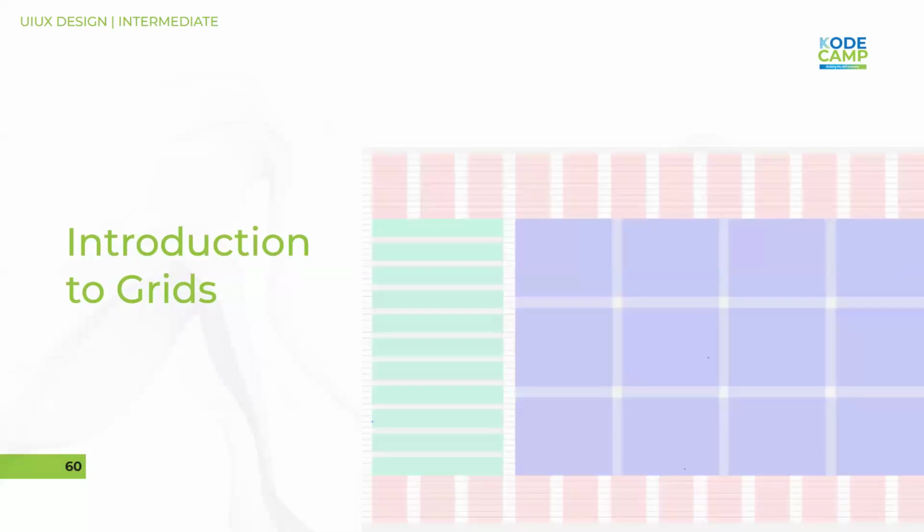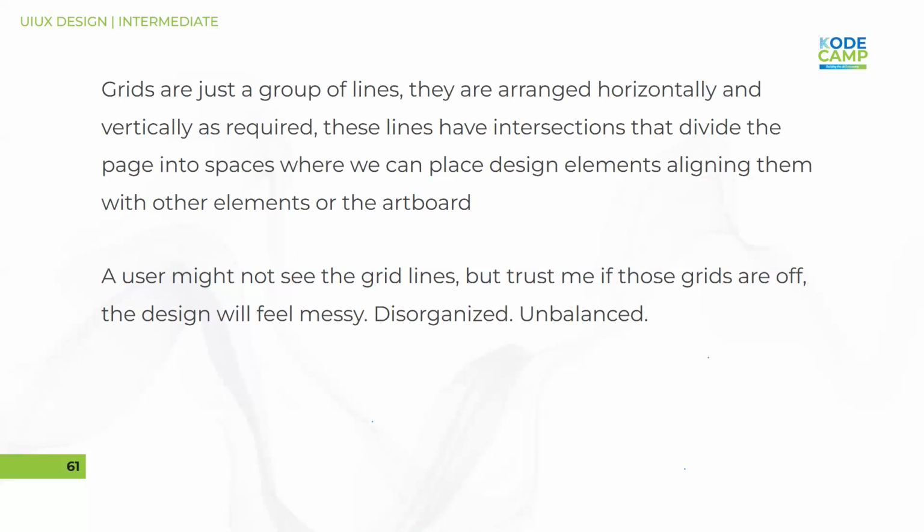The truth is we cannot talk about layouts without grids. So let's see, what is grid? We said grids are just a group of lines arranged horizontally and vertically as required. These lines have intersections that divide the page into spaces where we can place design elements, aligning them with each other or the artwork. A user might not see the grid lines, but trust me, if those grid lines are off, the design will feel messy, disorganized, and unbalanced.